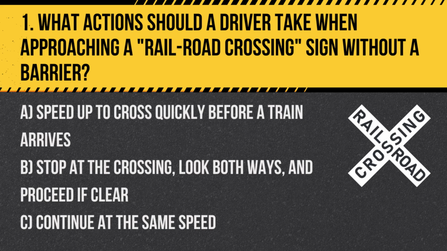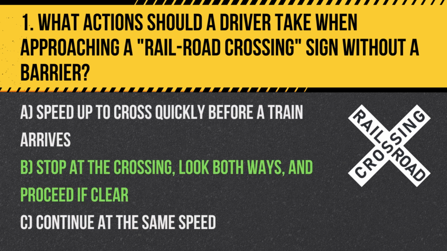Question 1. What actions should a driver take when approaching a railroad crossing sign without a barrier? A. Speed up to cross quickly before a train arrives. B. Stop at the crossing, look both ways, and proceed if clear. C. Continue at the same speed.